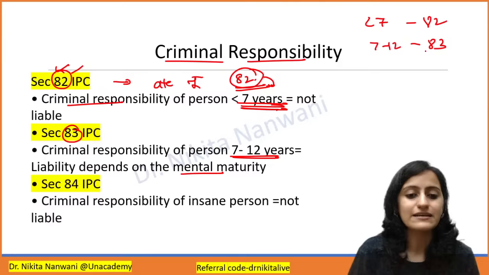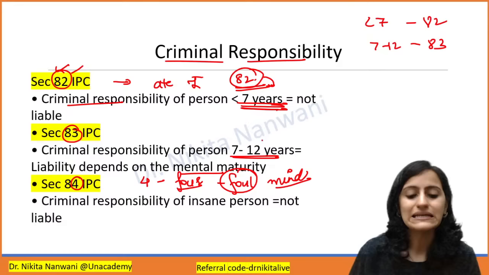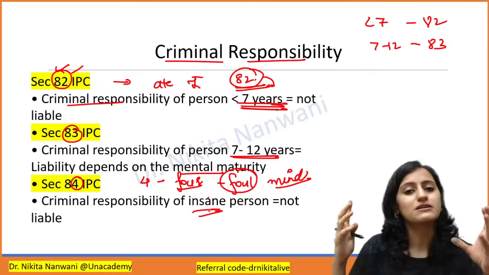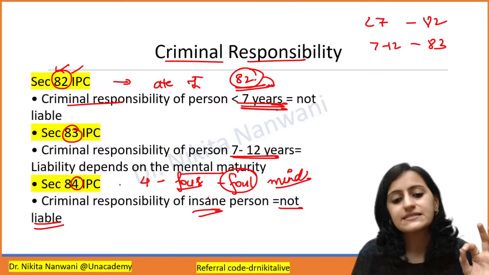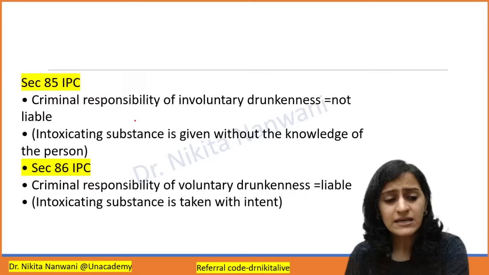For 84, in our mnemonics, remember 4 stands for foul. So 84 is someone with a foul mind, that means an insane person. Foul mind means the mind is not proper. An insane person is not liable for criminal responsibility. That is basically McNaughton's rule, very, very frequently asked. It is your 84.